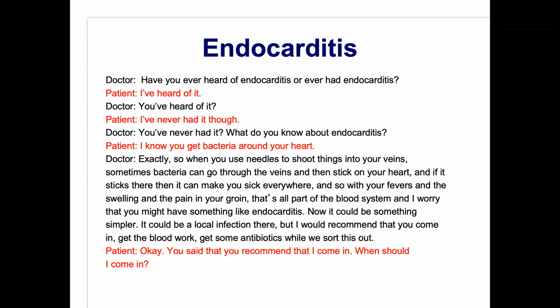What are the benefits of asking the patient, have you ever heard about endocarditis? What does the doctor do by doing that? What does she learn? What does she avoid having to do? What does she set the stage for?